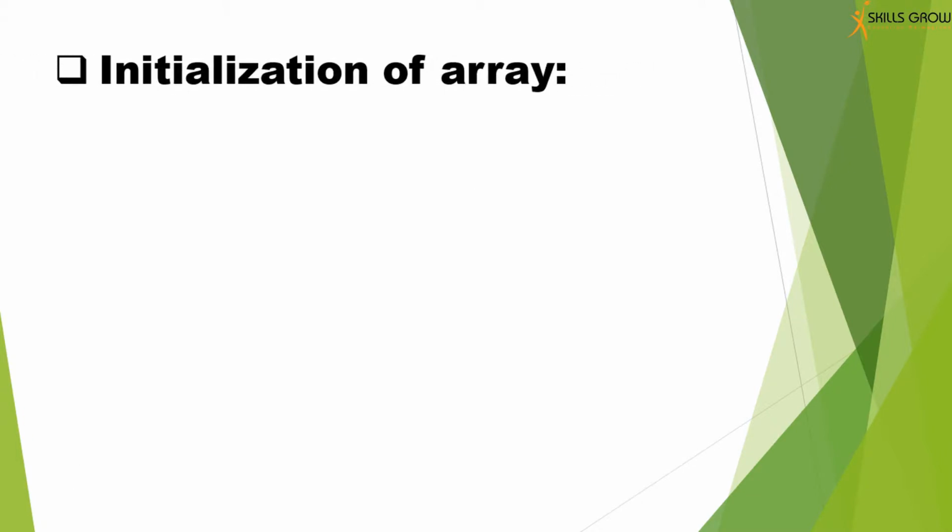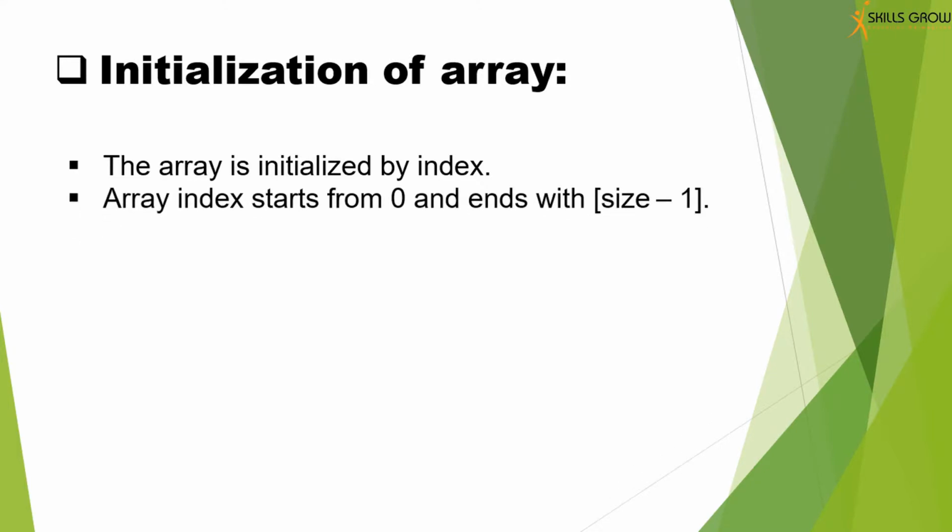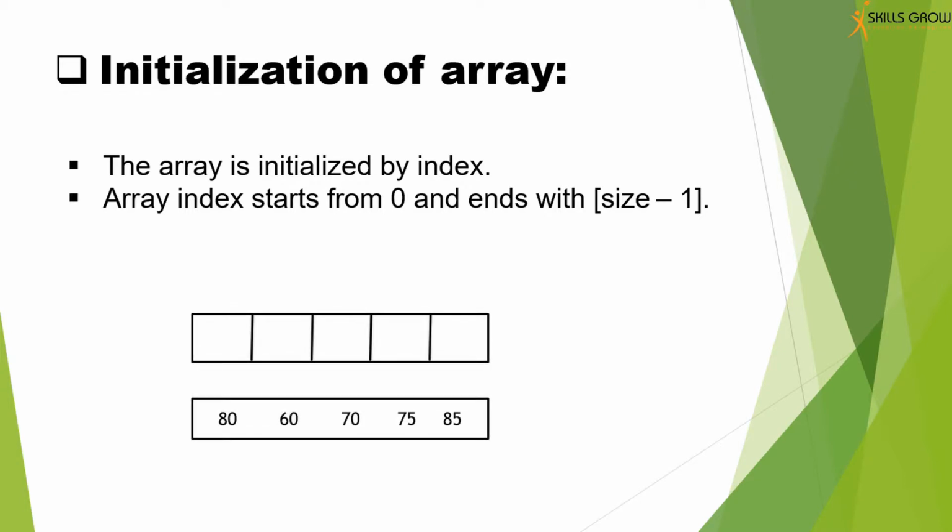Let's move on to our next topic, initialization of array. An array must be initialized after its declaration, or else it may contain a random value. An array is initialized by index. Here the index of an array starts from 0 to 1 minus its original size. That means the first element of the array is stored at array[0] and the last element will occupy array[n-1] if n is the size of the array.